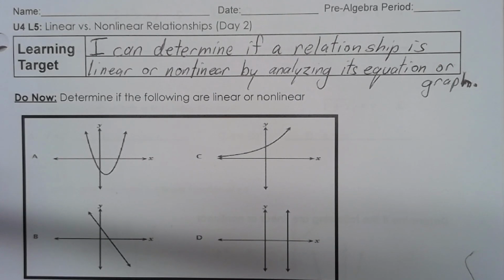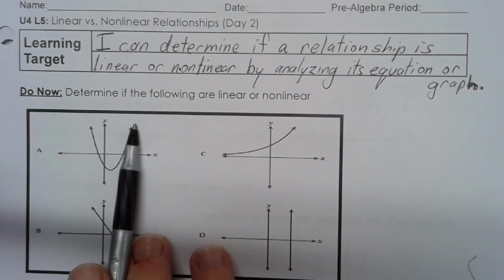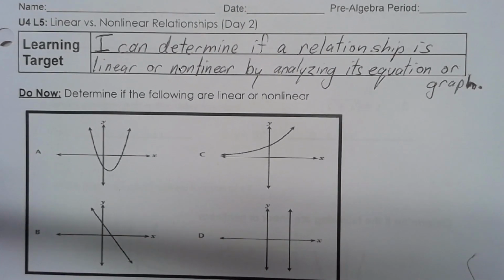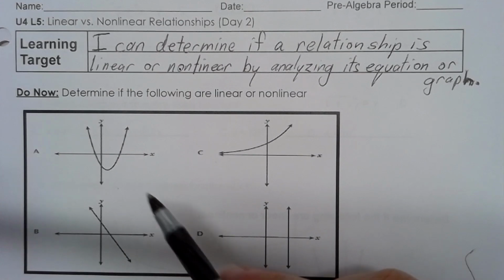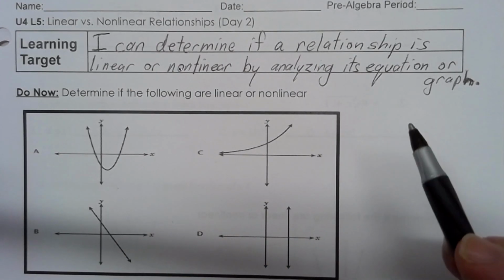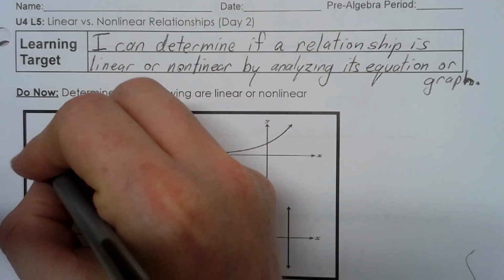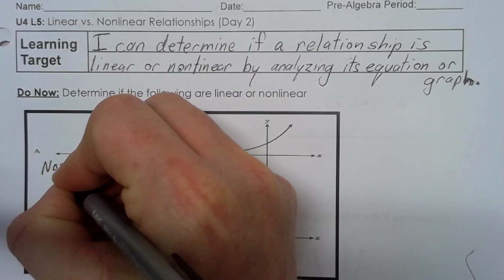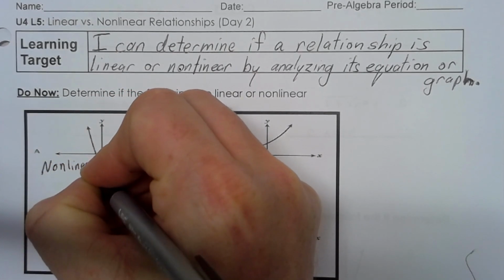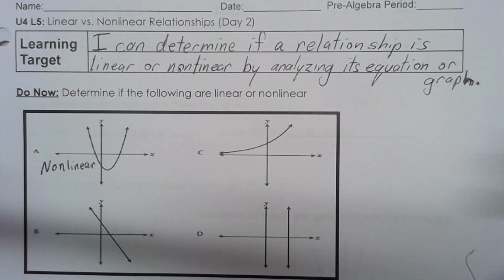Excellent. So I hope you paused the video and tried the do now on your own. It says, determine if the following are linear or non-linear. So we're just going to write linear or non-linear next to each of these 4 graphs. For answer choice A, non-linear. It's non-linear because this is a curved line. It's not a straight line.